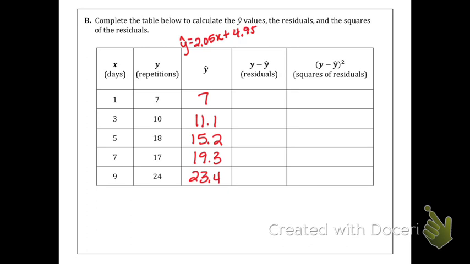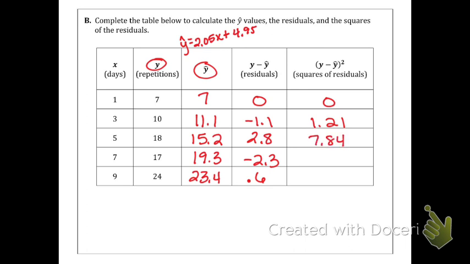Then it wants us to take our actual values minus our predicted values. So that's going to be those residuals. So we're going to take the y minus the y hat, so 7 minus 7, 10 minus 11.1, 18 minus 15.2, 17 minus 19.3, and 24 minus 23.4. And then it wants us to take those values and square them. And so this is just our squares of the residuals. So we have 0 squared, negative 1.1 squared, 2.8 squared, negative 2.3 squared, and 0.6 squared.